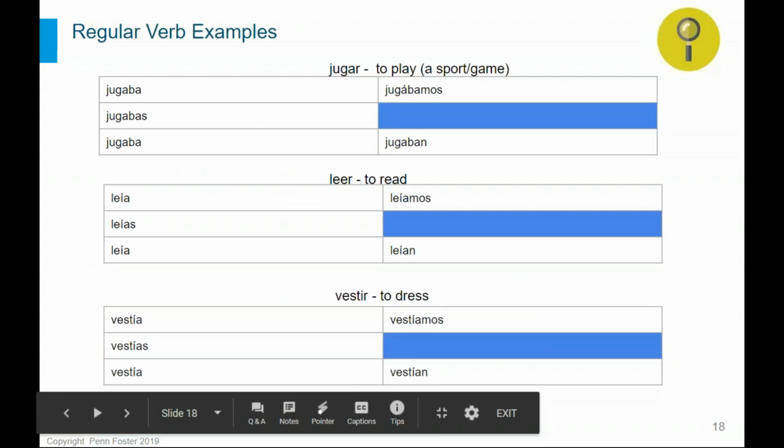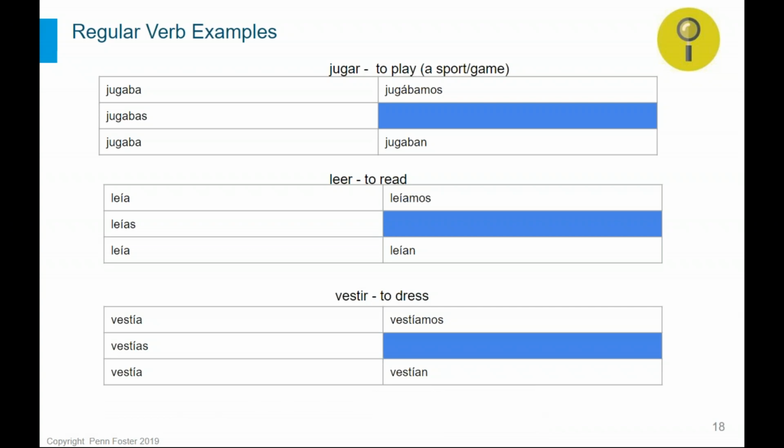All right, here are some examples of regular imperfect verb conjugations: an AR, an ER, and an IR. If you notice, we've removed the AR from jugar and added the endings we saw on the left side of the previous slide. And then for leer and vestir, remove the ER and the IR respectively and add the endings we saw on the right side of the previous slide. And the accent rules apply. For AR, it's only on first plural, jugábamos, but for the other 2, it's on every person above the I.